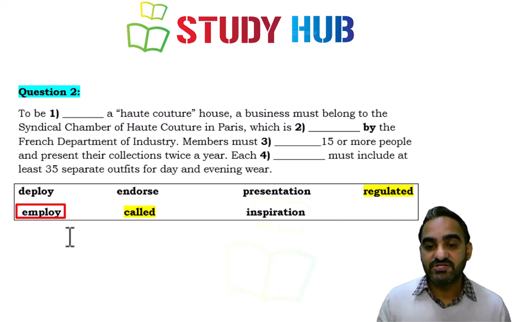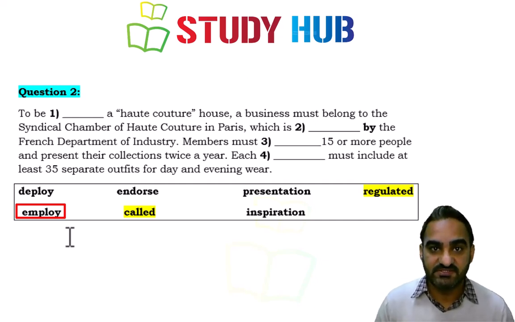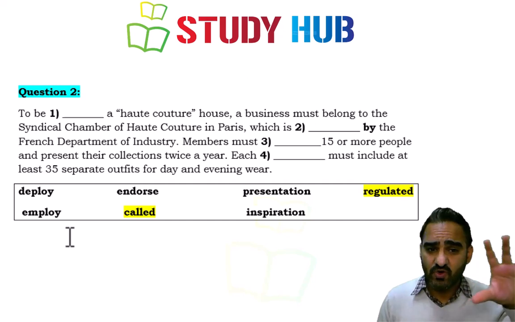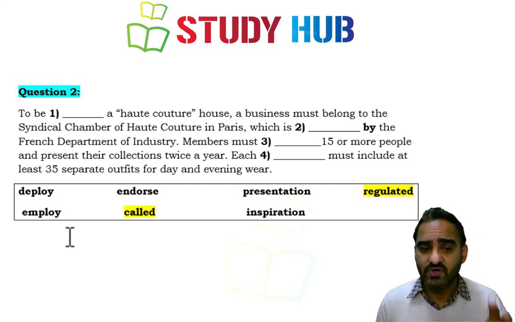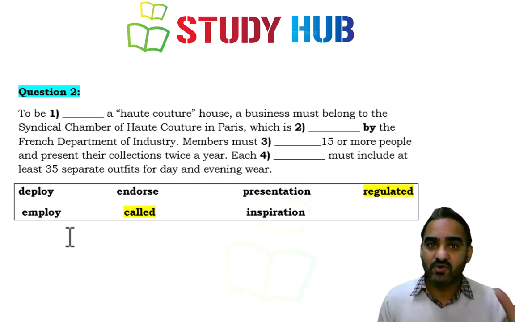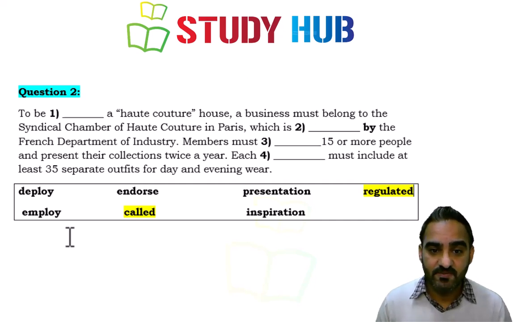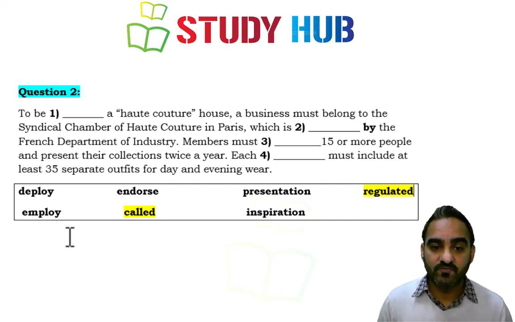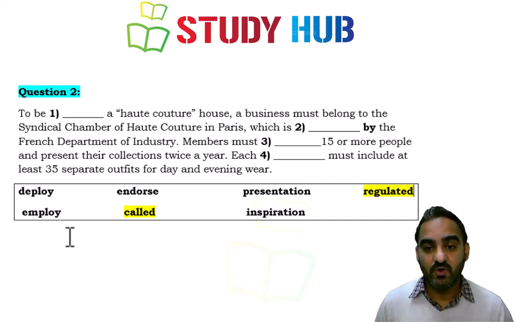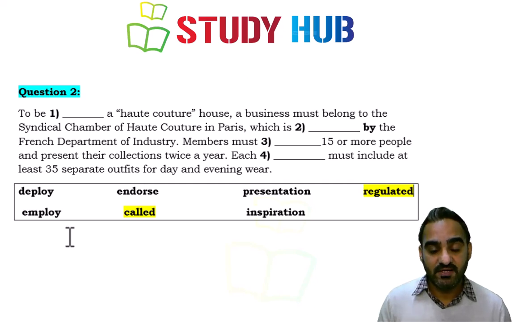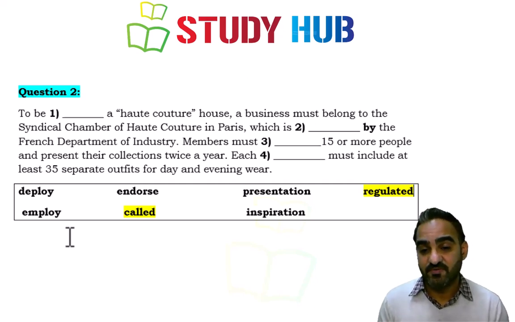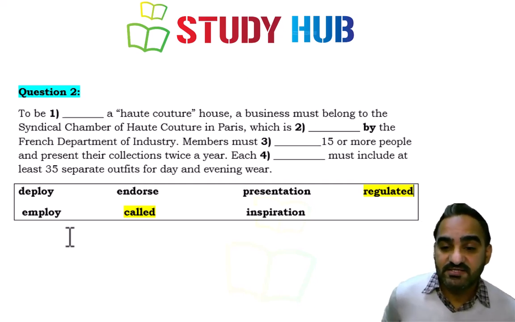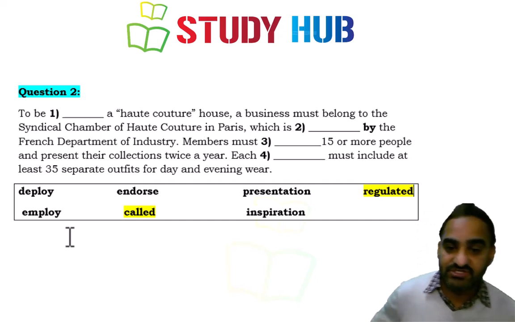So members must employ 15 or more people, it makes sense. And because it is in the context of business and industries and all, employing people in that context is also making sense. Fourth one, each dash must include at least 35 separate outfits for day and evening wear. Each dash must. So now we need a blank. We have got a blank after each and before helping verb. So we are applying a subject verb object logic here.